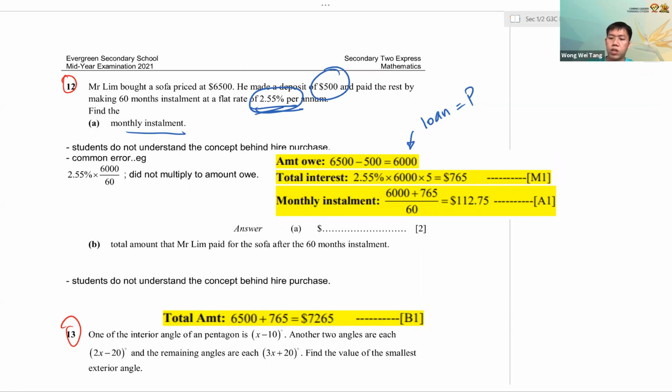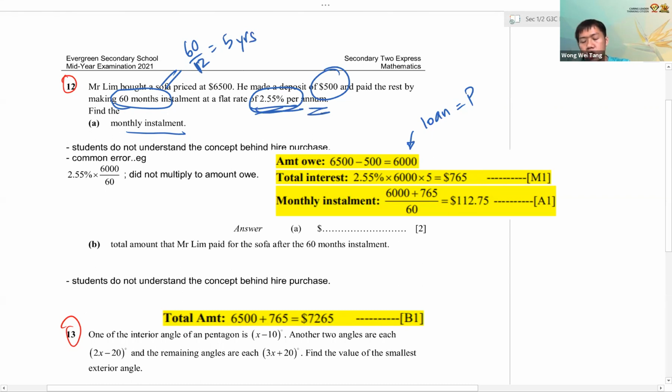So, total interest. Okay, so how long did he take the loan for? 60 months. 60 months, divided by 12, that is 5 years. The word annum means year. 1 year charges 2.55%, 5 years we're just going to multiply it by 5 with your 2.55% times the principal, the amount of loan that he has taken. And this is the interest.